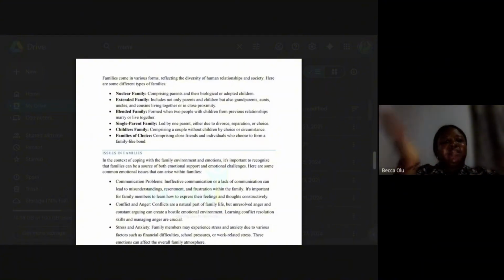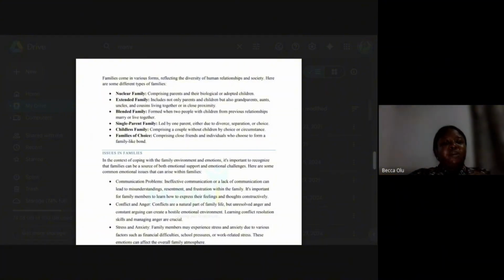Then you have a blended family. A blended family is formed when two people with children from previous relationships get married and live together. Like I said earlier, if a man had children before, a woman had children before, and they come together and get married, they become a family. So that's a blended family. All their kids come together, plus the kids they will now have, and become a family. That's what you call a blended family.